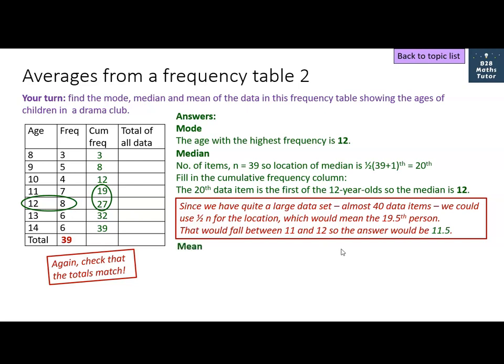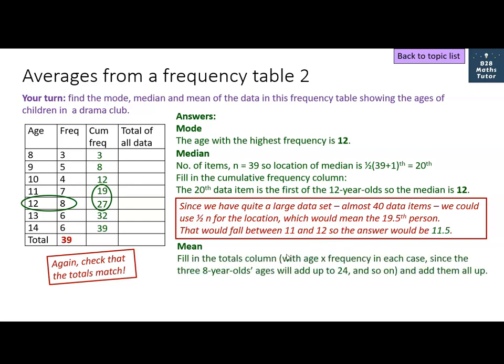And finally, we've got the mean. We fill in the totals column. Age times frequency in each case, because we've got 3 8-year-olds. So that's 8 and 8 and 8, which is 24. And 5 9-year-olds. So their ages add up to 45, and so on. Do not just add up the ages in this column. That's a very common mistake, and it will get you the wrong answer.